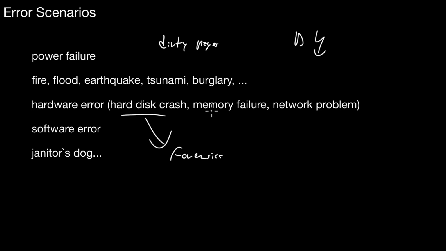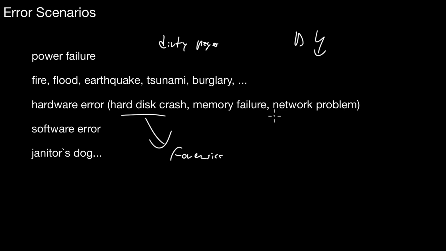Memory failure is another issue that might occur. Memory here means DRAM, main memory. So you write some data to a memory address, but then you're not able to recover the data, or you get something back that is actually wrong, that's different from what you actually wrote to that address. That may also happen on a hard disk, of course.